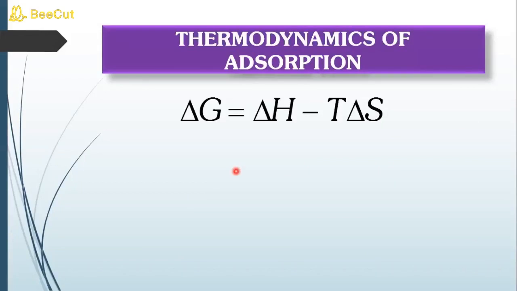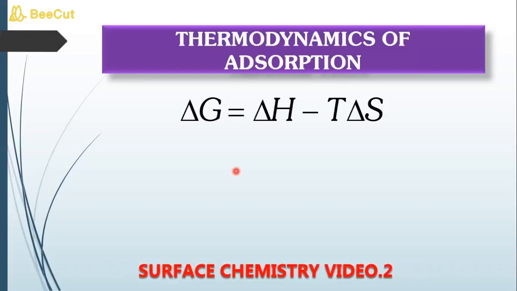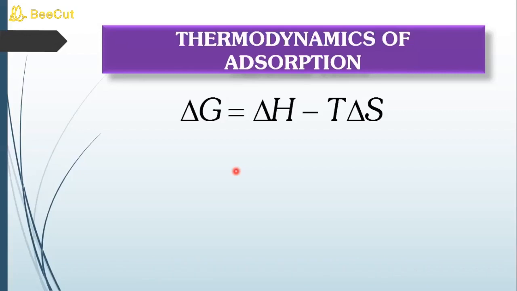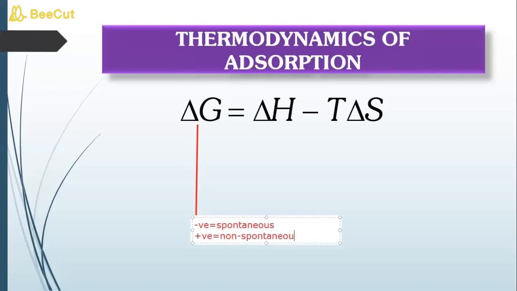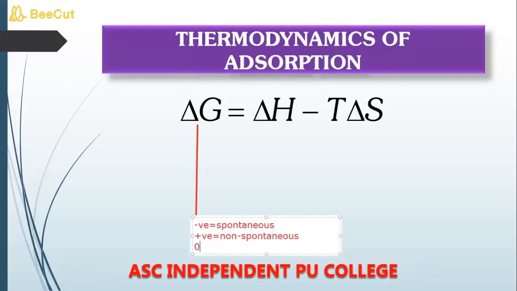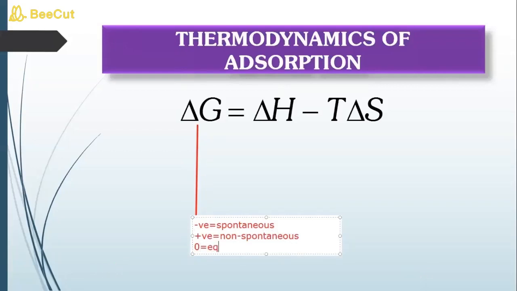In the meanwhile, at the end of thermodynamics, we have arrived at a wonderful expression to predict the spontaneity of any process, which is called the Gibbs-Helmholtz equation. That is, delta G is equal to delta H minus T delta S, in which delta G is called the change in Gibbs energy. So if the change is negative, that process is said to be spontaneous. In case the change is positive, the process is said to be non-spontaneous. And in case the value turns out to be zero, that process is going to attain equilibrium.